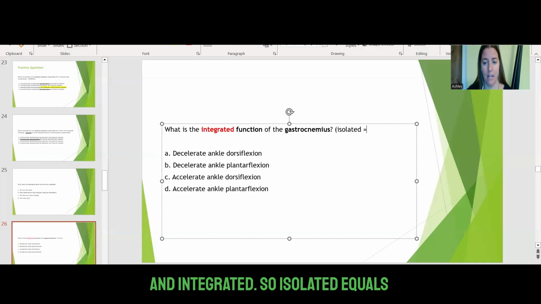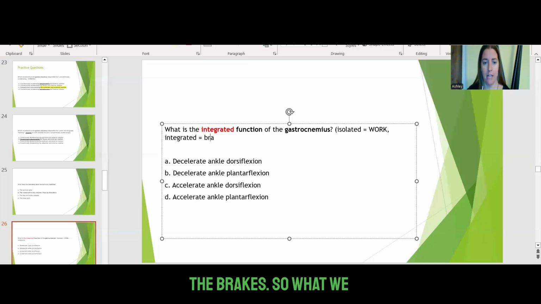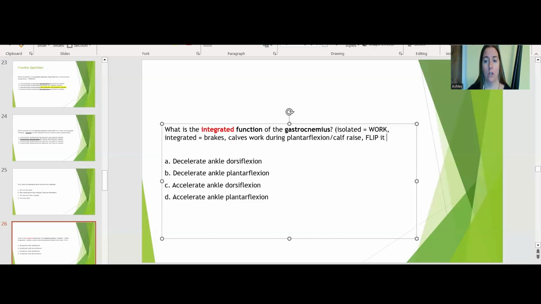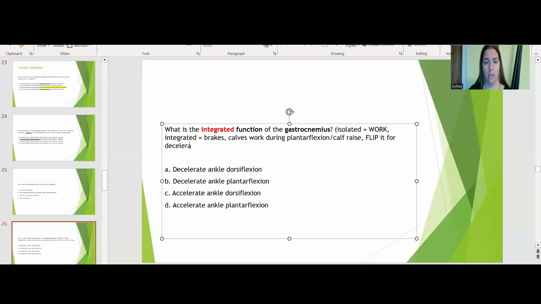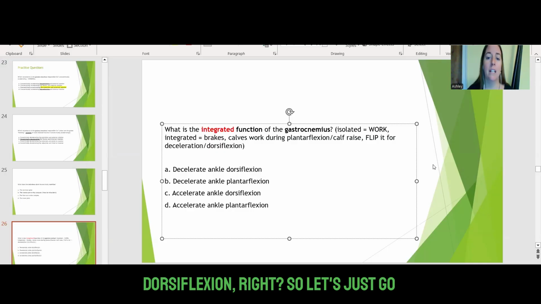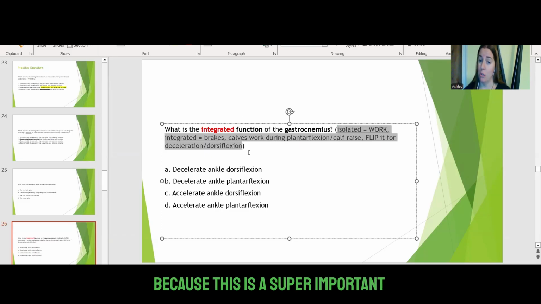So isolated equals the work, right? Integrated equals the brakes. So what we want to do is figure out the calves work during plantar flexion, right? Our calf raise, and then flip it for deceleration. Right? So that is going to be the dorsiflexion. Right. So let's just go through them again, one by one, to make sure that we're applying this correctly, because this is a super important question.